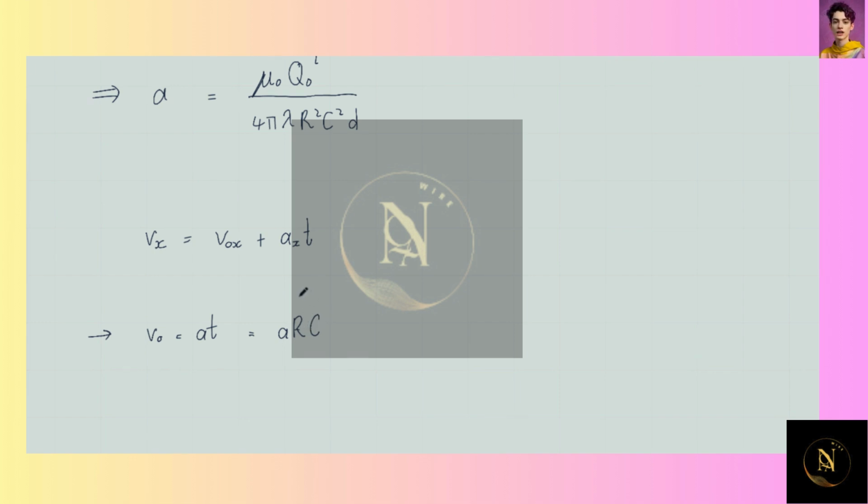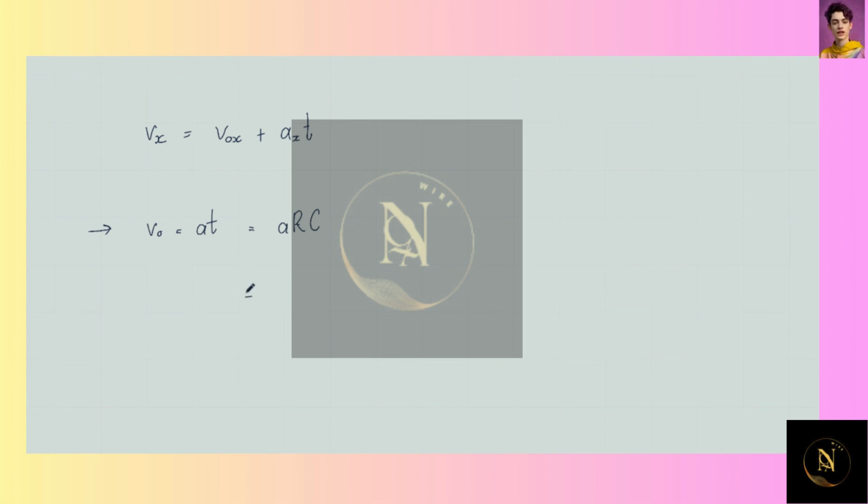So if we substitute in for our acceleration in here, a R C, we get the velocity v naught that we require to be mu naught times q naught squared divided by 4 pi times lambda R C times R C times d. And here we have an expression for the initial velocities of each of the wires.